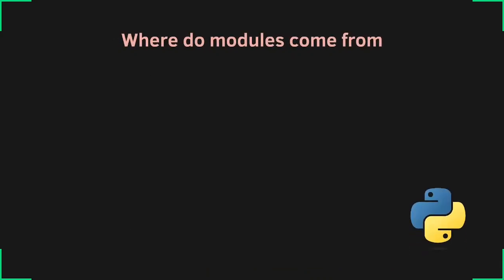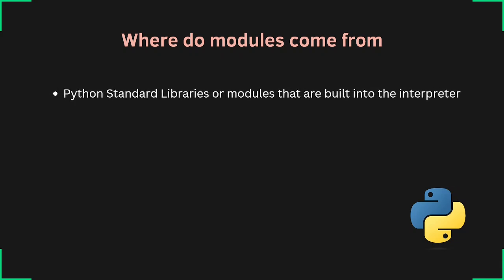So now you might be wondering, where do these modules or libraries come from? Python comes with a library of standard modules. These modules are part of the Python distribution and are built into the interpreter. These provide access to operations that are not part of the core of the language but are nevertheless built in, either for efficiency or to provide access to operating system primitives such as system calls, file input-output, and some mathematical operations.